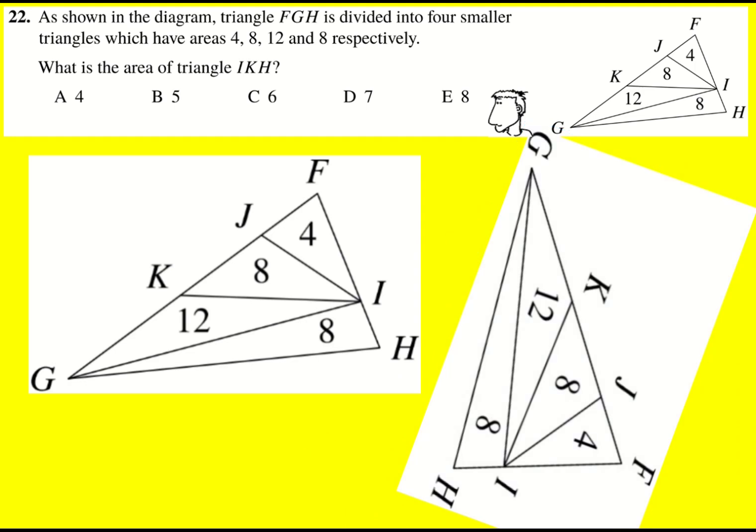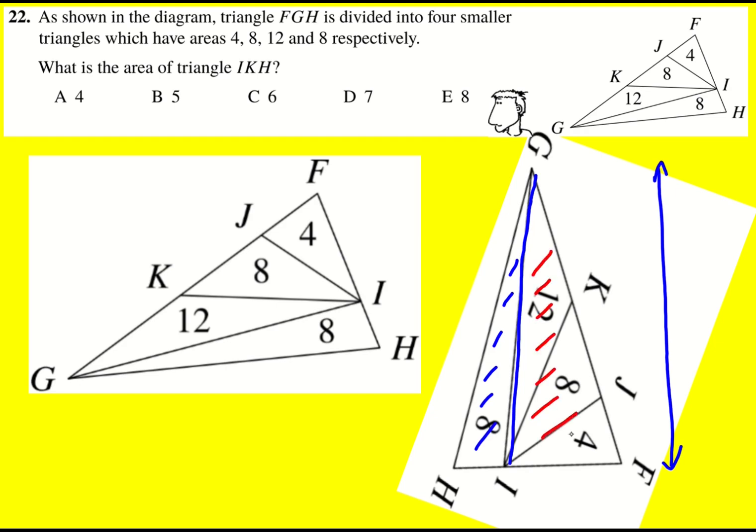Okay, so the main idea to be used in this question is the fact that when triangles share a line like this, then they're going to have the same perpendicular height. So my blue triangle and my red triangle, they have a base going in the same sort of direction. They have the same perpendicular height. Now the area of the blue triangle is 8. The area of the red triangle is 8 plus 4 plus 12. That's going to be 24. It's 3 times as much.